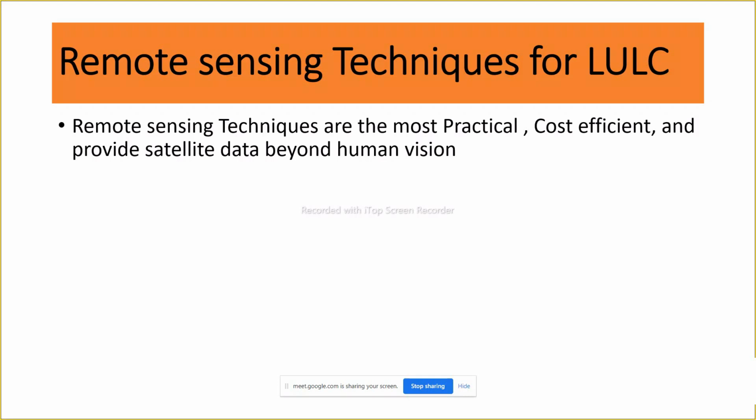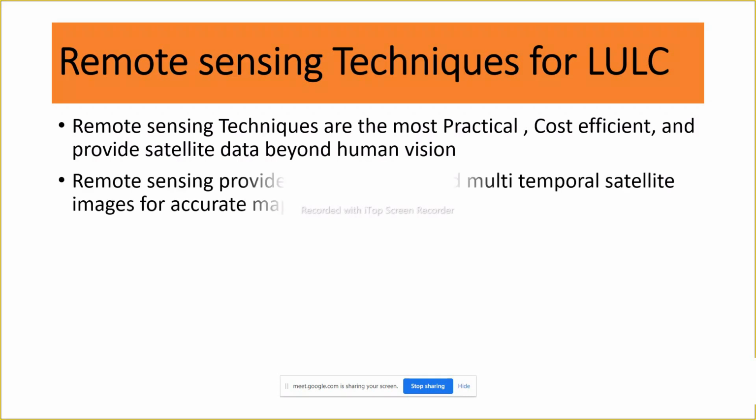Using remote sensing for land use and land cover classification is very cost efficient. We can easily get satellite images from free sources, using Sentinel-1 or Landsat. We can easily identify the condition of the land for any place. So this is cost efficient. And remote sensing provides different types of data. It can be multispectral data or multi-temporal satellite data. We can use all of these images for accurate mapping. If you want, you can use the multispectral data, or you can use the multi-temporal satellite image data for accurate mapping.